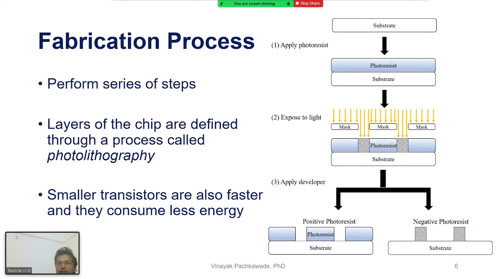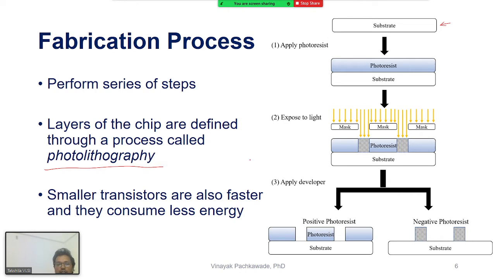Very simple again, if you recall the previous session, we start with the simple substrate, and then we have to perform a series of steps to fabricate a transistorized circuit. The different layers of the chips will be defined through a particular process, and that process we call photolithography. Remember this word also. Photolithography is just a kind of printing technique used by the VLSI industry to fabricate the chips.